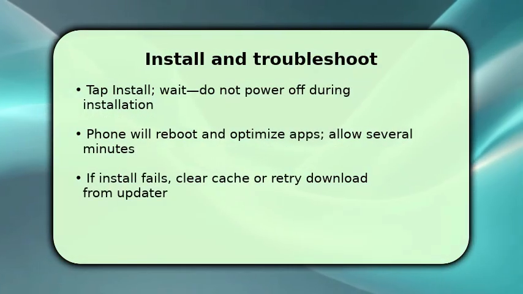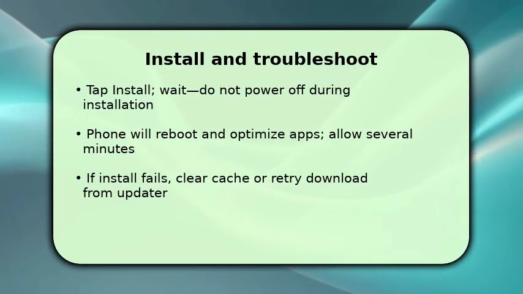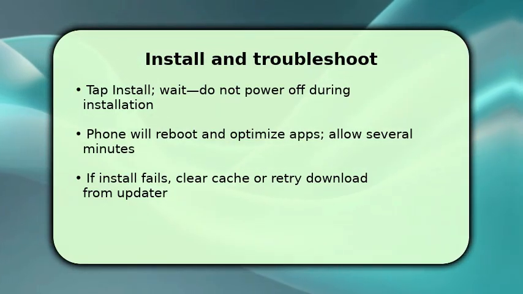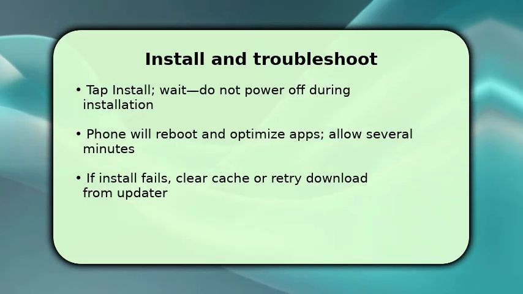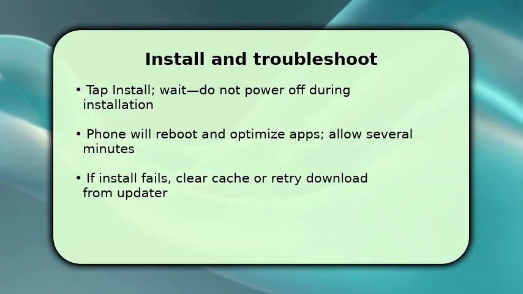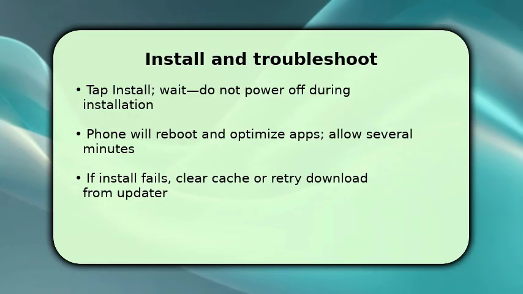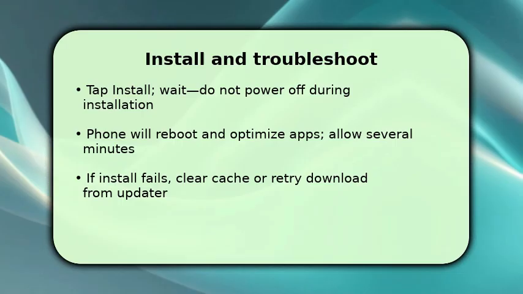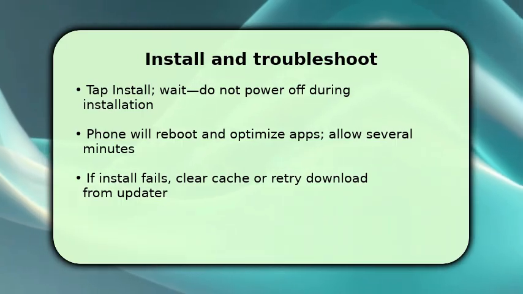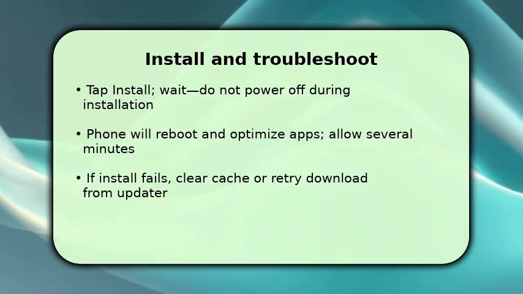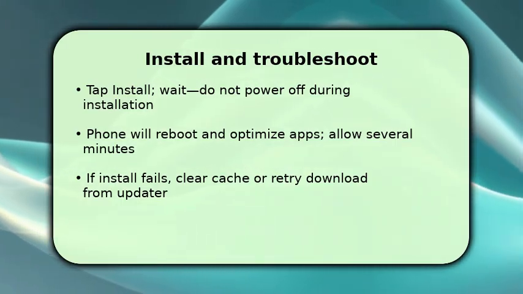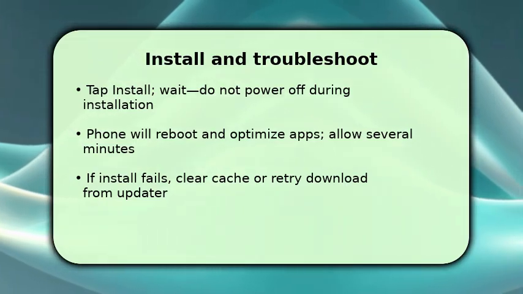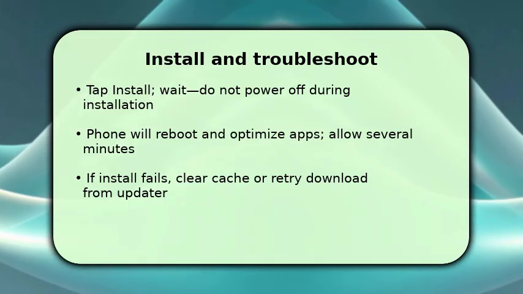Tap Install and let the phone perform the process. You must not power off or remove power mid-install because that can brick the device. The phone will reboot, apply the update, and optimize apps. This can take several minutes. Once booted, verify the new version in Settings, About Phone. If the install fails, clear system cache via recovery or delete the partially downloaded package in Settings, Storage and re-download. This fixes most corruption problems and lets you attempt the single official update again.